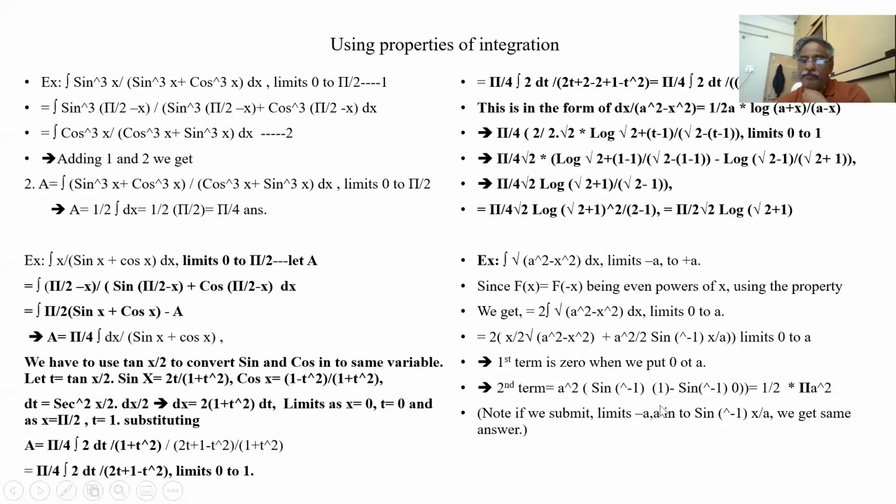Let us put in the second term: a squared by 2 into sin inverse. First I put plus a, sin inverse 1 is pi by 2, minus half. Sin inverse minus 1 is minus pi by 2. So in place of 1 time pi by 2, I am getting pi by 2 plus pi by 2, so 2 times pi by 2. The 2 gets cancelled, so it becomes pi a squared by 2.